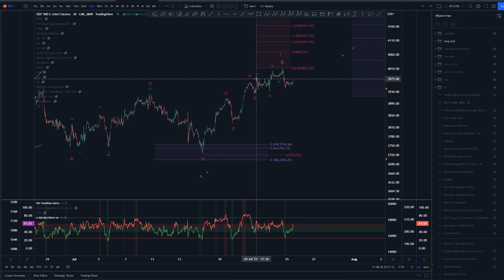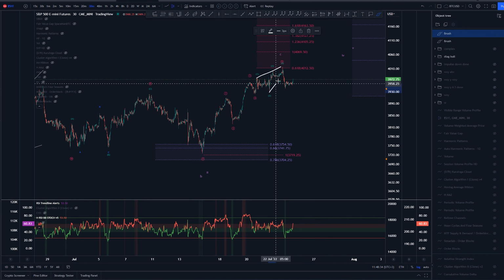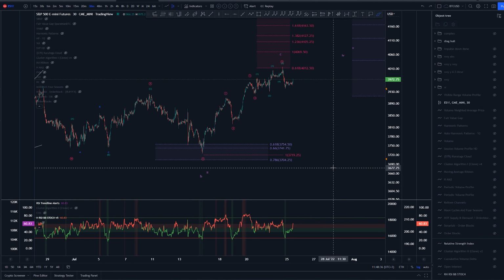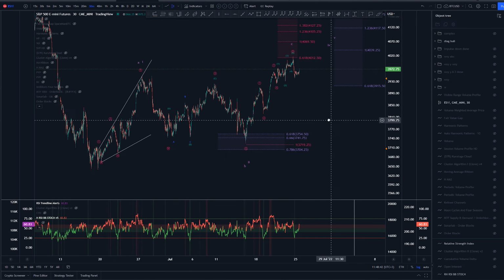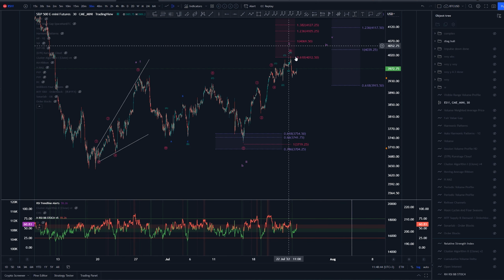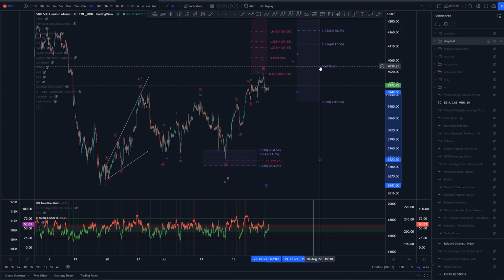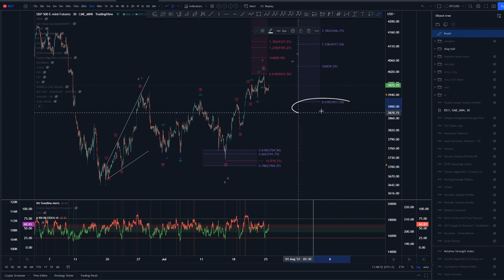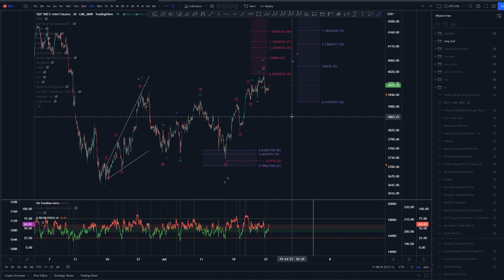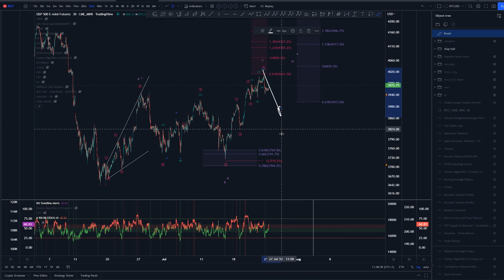We don't have overlap between waves 1 and 4, so we don't need to have it as a diagonal. It would definitely work as a diagonal as well, but it's not necessary here. But yeah, ABC did not reach the 1-to-1 extension, which is again the main target. But the 0.618 was reached here for the C wave, so it is all fine and we could be now pivoting downwards more.